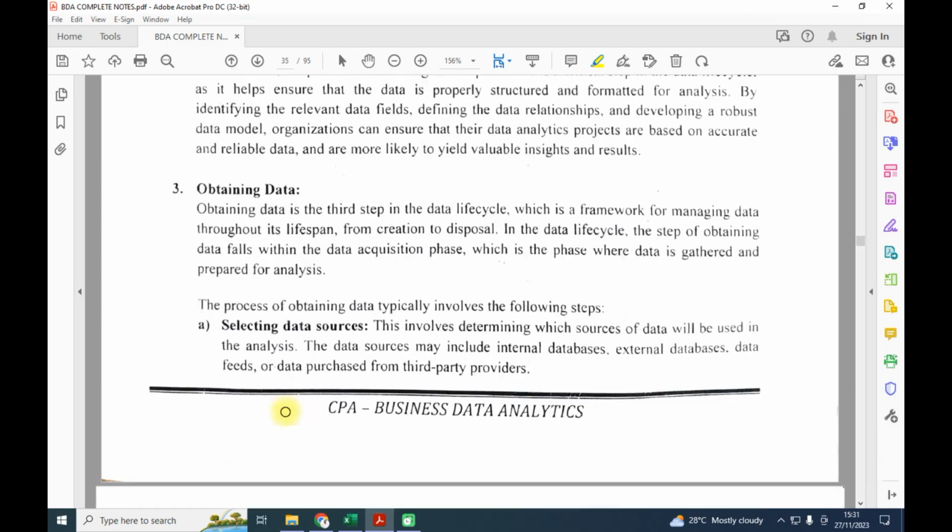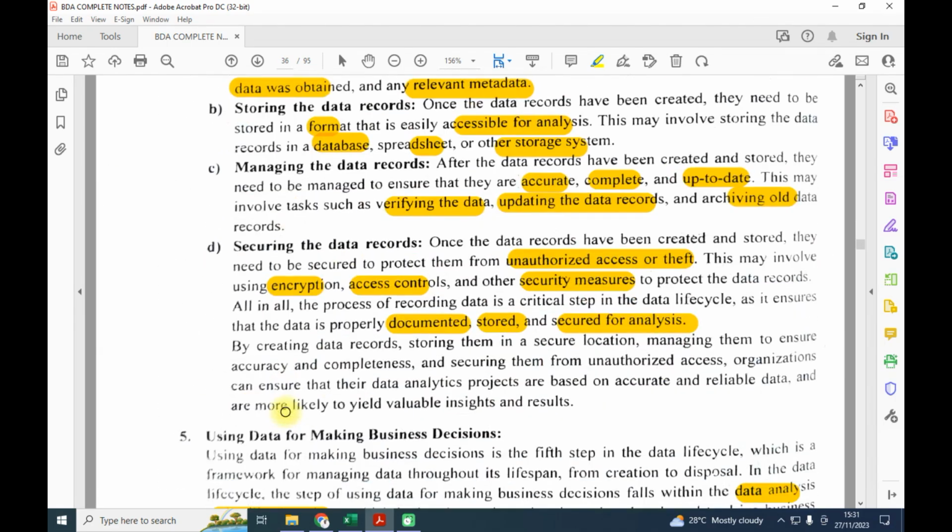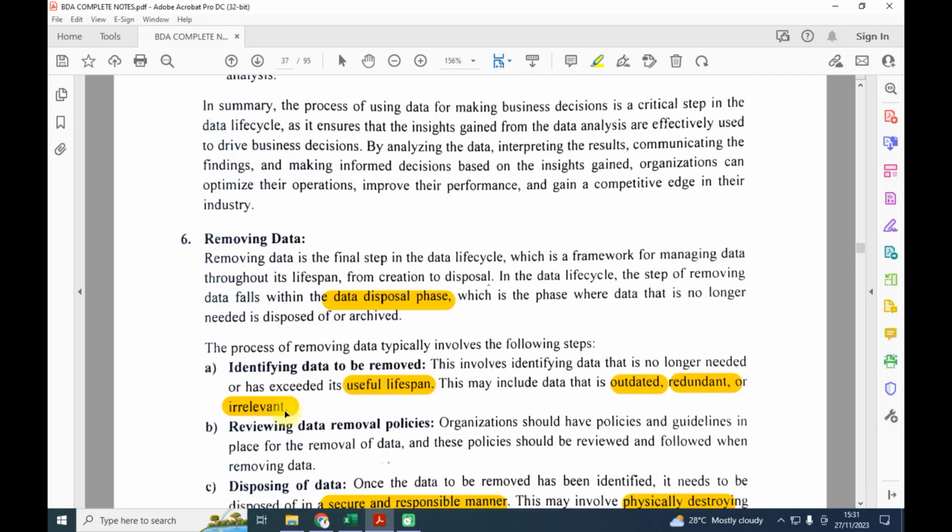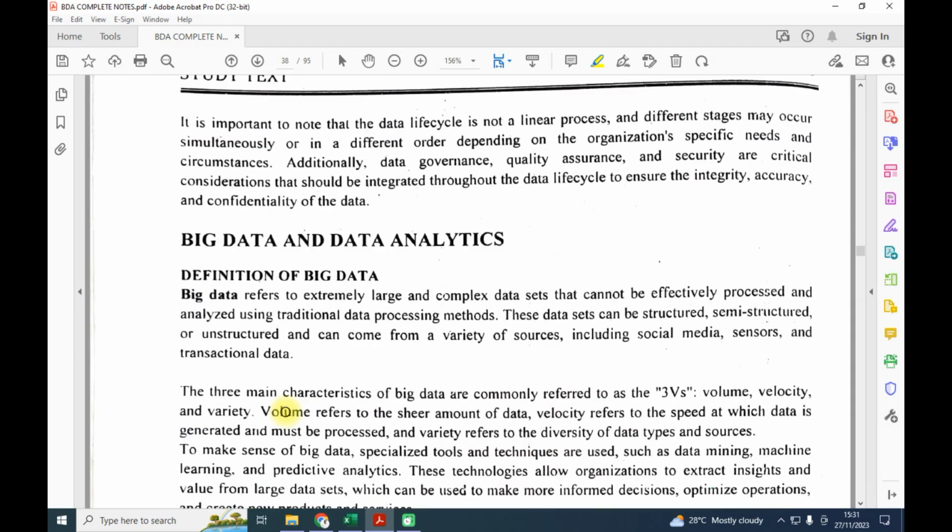So that is all for this lesson, so that in the second lesson we shall be covering big data and data analytics. Big data and data analytics will be the part of the second lesson.